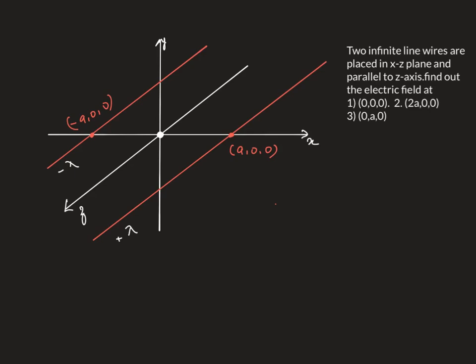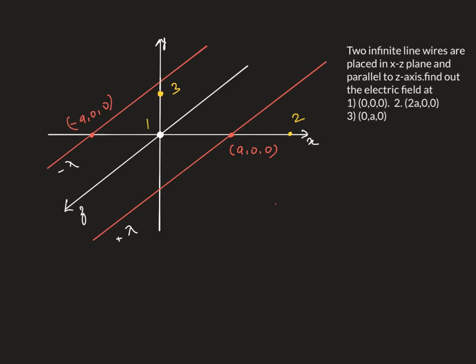The first point is (0, 0, 0), as you can see here, this one. The second point is (2a, 0, 0), where it is going to lie here. So let me draw this. This is your second point, (2a, 0, 0). And the third point is (0, a, 0). So that could be your third point. It is on the y-axis. This is the third point, and here you have to find out the field.